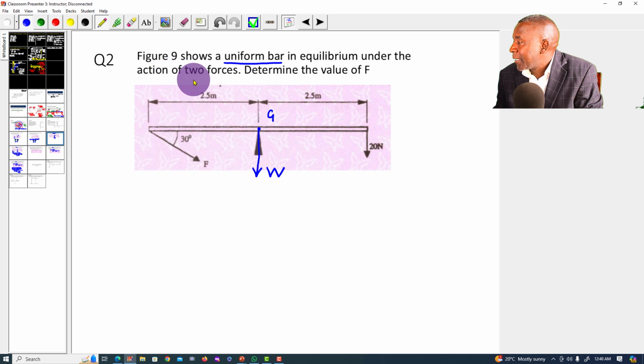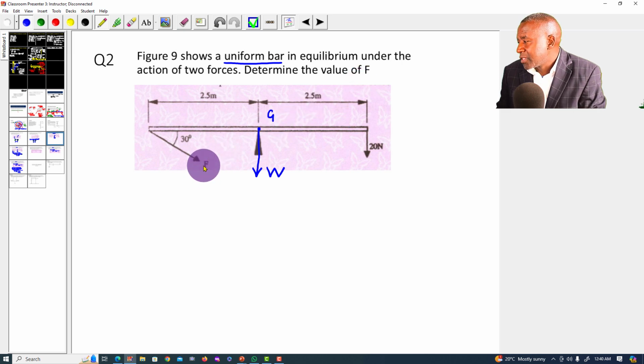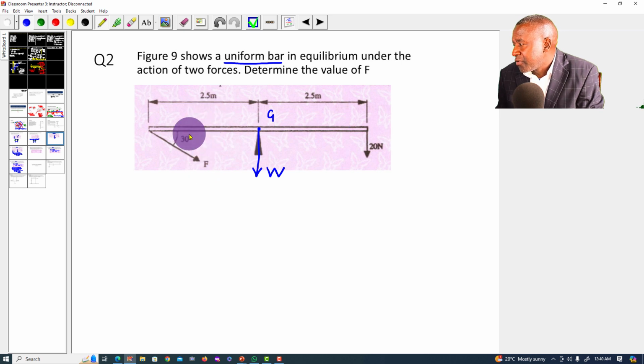So it is in equilibrium, so that means I can use the principle of moments. Under the influence of two forces, determine the magnitude of force F. You can see that the line of action of F does not make 90 degrees with the 2.5 meter distance, because that one is a condition.